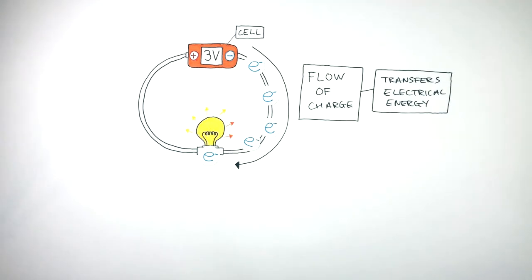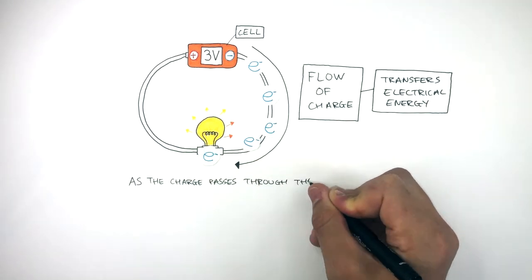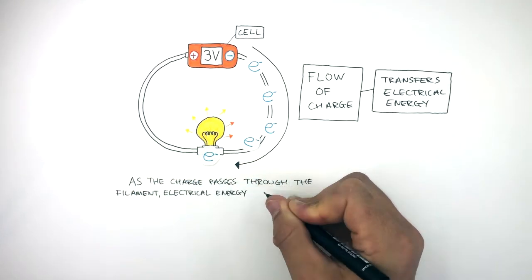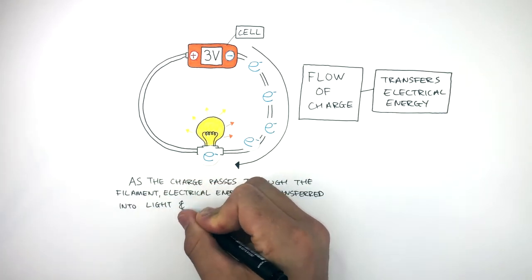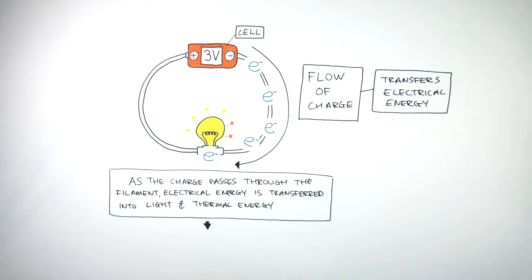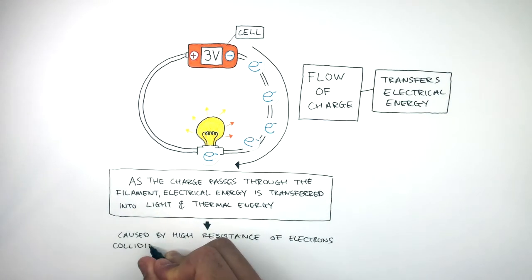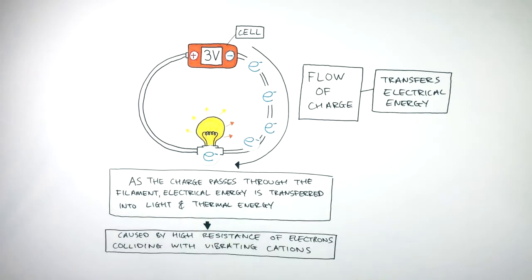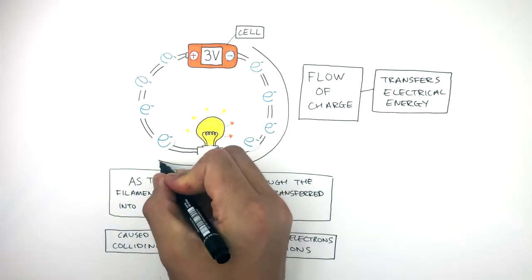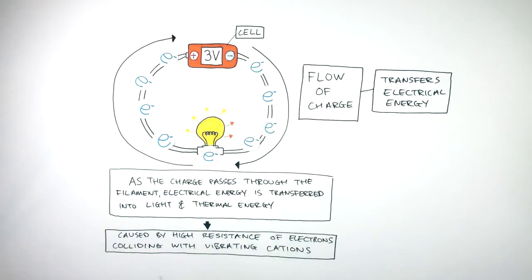So we can see, as the charge passes through the filament, the electrical energy is transferred into light and thermal energy. This is caused by high resistance of electrons colliding with the vibrating cations. These electrons then flow through the metal wire and back to the positive terminal of the cell.